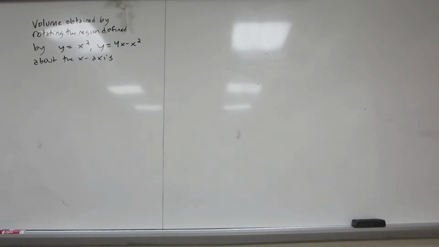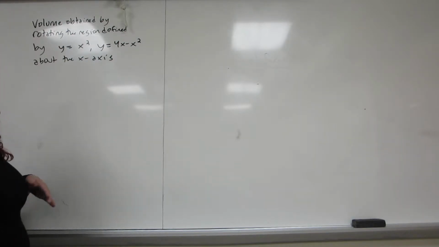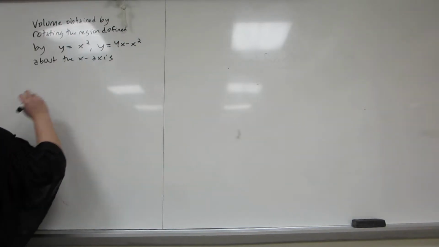We're going to be finding the volume found when you take the region defined by y equals x squared and y equals 4x minus x squared, and then rotating that region about the x-axis. As is always the case when you have a volume of rotation like this, you want to find the x-intercept so that you can draw an accurate graph for what's coming.